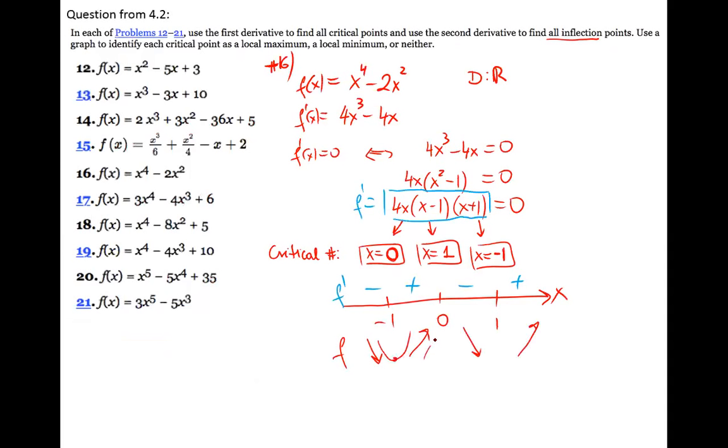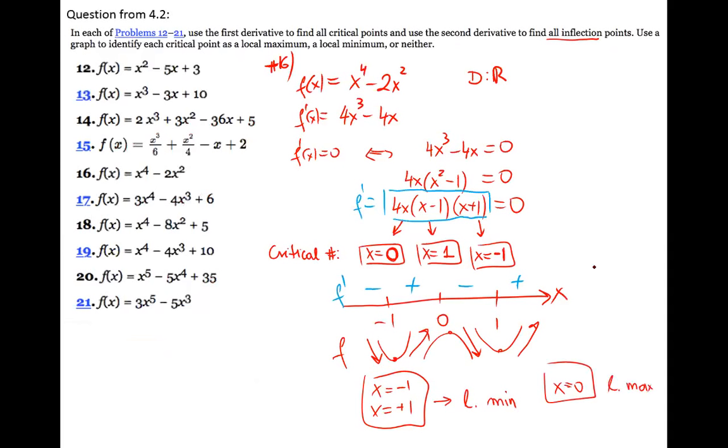Okay, and then the function is decreasing, increasing, decreasing, increasing. Local min, local max, local min. At -1 and at +1, the function has a local minimum value, and at 0, a local maximum value. Nice and easy to recognize. However, what we have to do is inflection points.